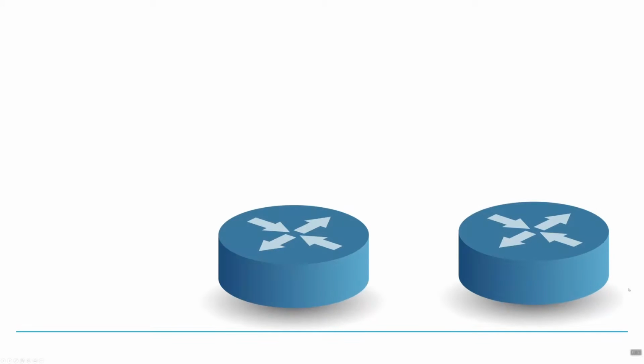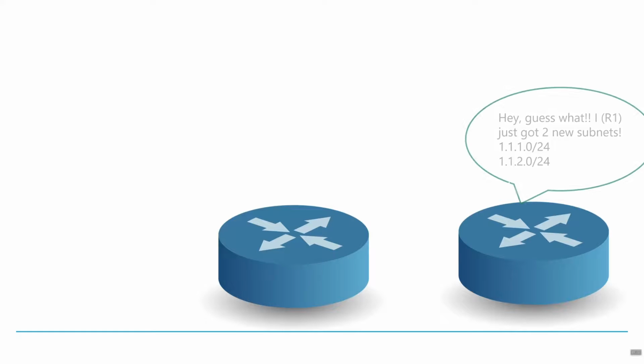So once again, there's some pretty good information in there, but not much actionable. So how does it actually work? Let's say that as a network administrator, I go in and give router 1 2 new subnets. So he goes out and tells his neighbors, hey, I just got these 2 new subnets. Router 2 is like, hey, really? That's cool. Let me put that in my routing table.